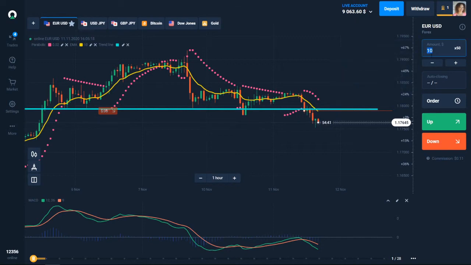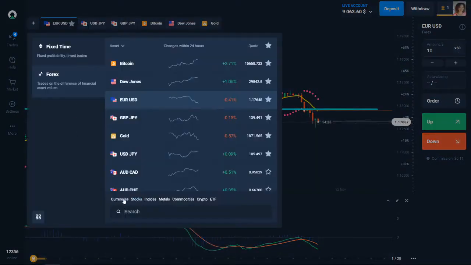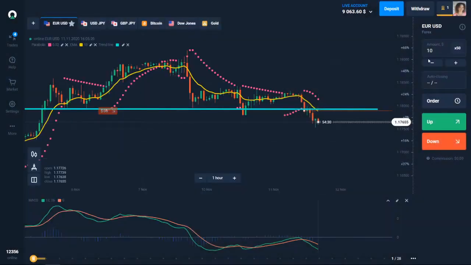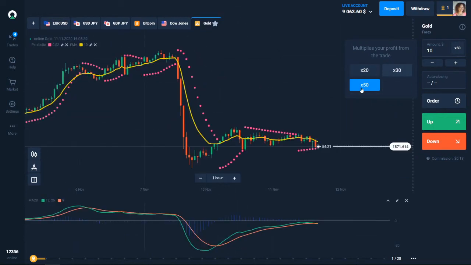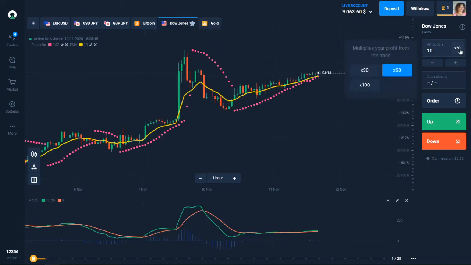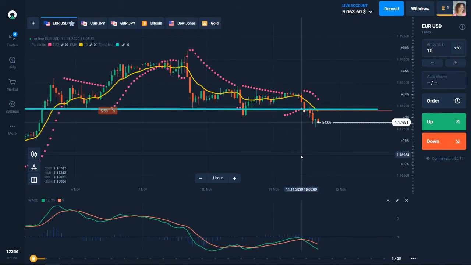So here is where you would find the multiplier in the trade parameters, right next to the amount of your trade. Now, I do want to mention that when you are trading different currency pairs, so these are different assets, the multiplier that you have to choose from is 50, 100, 200, and 500. Other assets, like for example gold, will have a different multiplier. Also, for example, indices will have a slightly different multiplier. Cryptocurrencies and stocks also may have a slightly different multiplier.